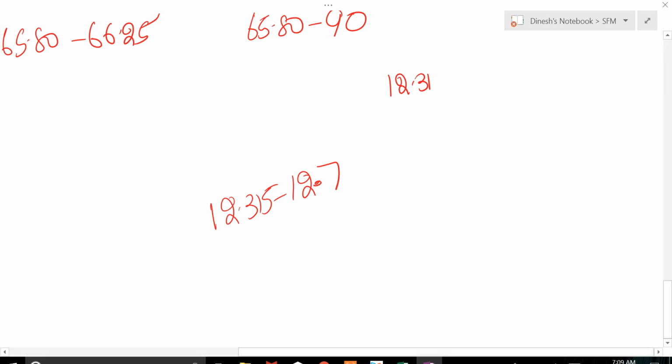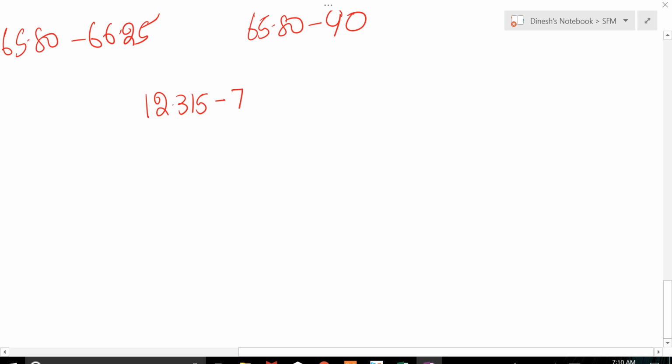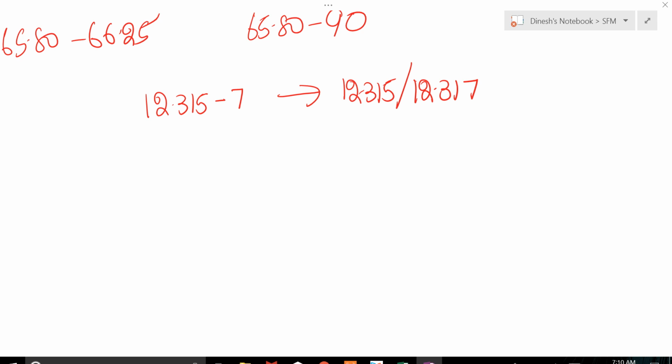Note down this example: 12.315/7. The interpretation of this is 12.315/12.317. So when you just give one digit, it's the last digit. Two digits, the last two digits. So it comes from the right. I'm just continuing now, listen.